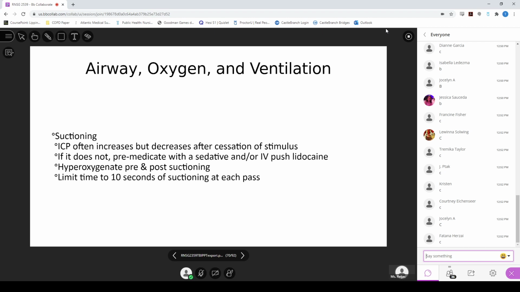Suctioning, we just talked about, increases ICP but it decreases after the stimulus is removed. If it doesn't, you need to pre-medicate with a sedative or do an IV push of lidocaine or something like that before the suctioning. You also need to hyperoxygenate pre and post suctioning. So think about that. You're not just suctioning secretions out of their lungs. You're also suctioning air out of their lungs, and the air is oxygen. So you need to turn their O2 up before you suction and then keep it up for a little while after you suction so that they can re-oxygenate themselves. And then limit their time of suctioning to 10 seconds a pass.